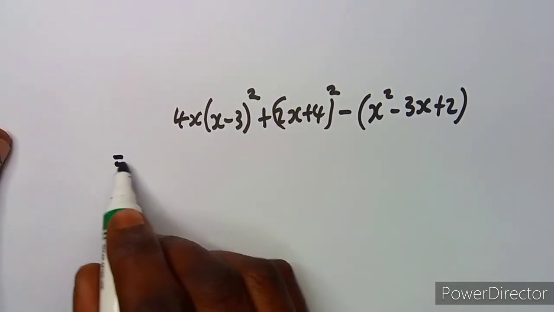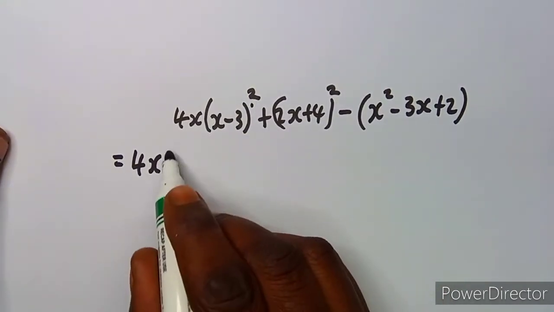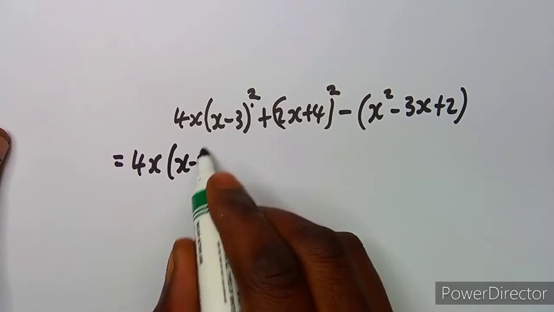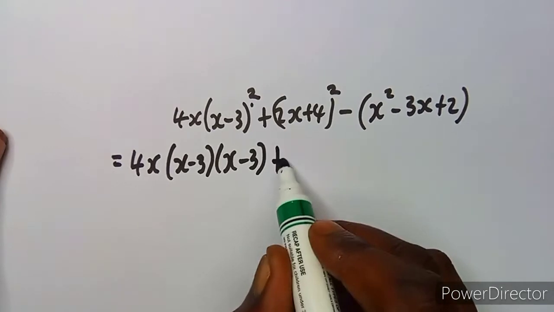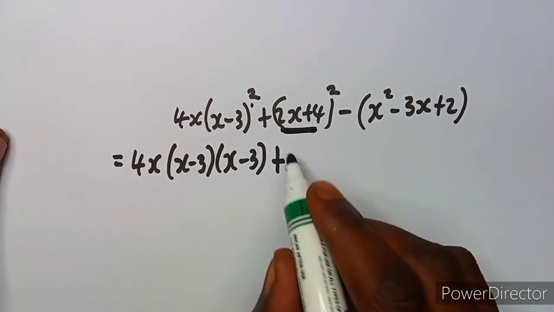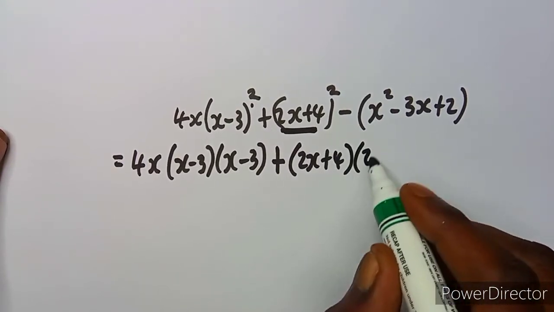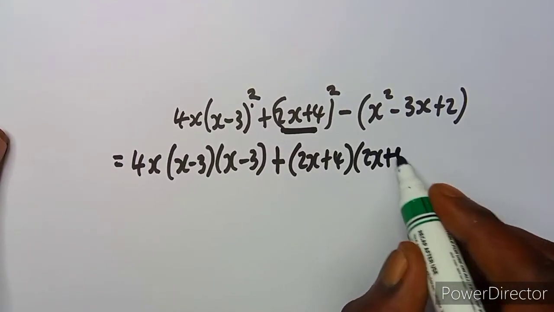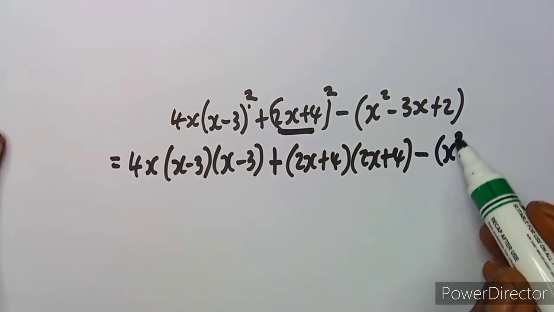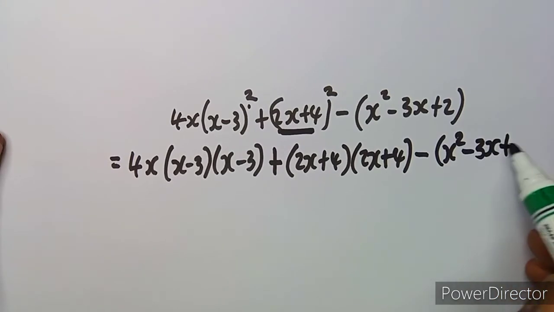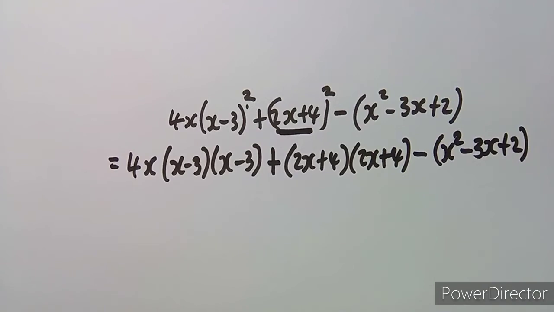Yes, we can. So let's expand 4x. Remember what we said, guys. Squared means you've got two brackets, x minus 3 into x minus 3, like this. Plus we've got another part that you're going to expand, two brackets again, 2x plus 4 into 2x plus 4, like this. All right, then we've got minus this part. Let me just write it as it is. I'm going to talk about it later on this part. All right, so this is the stage where we are.